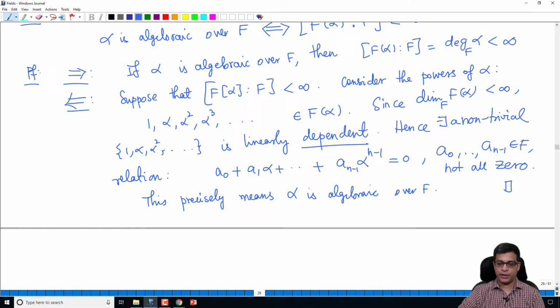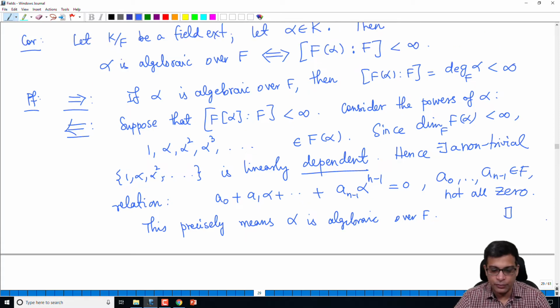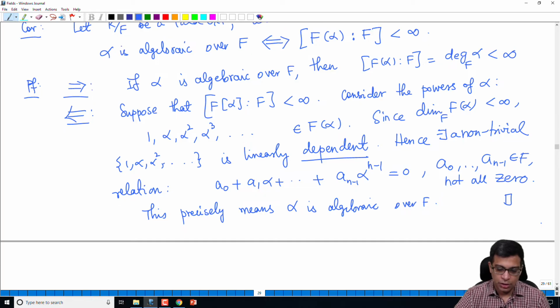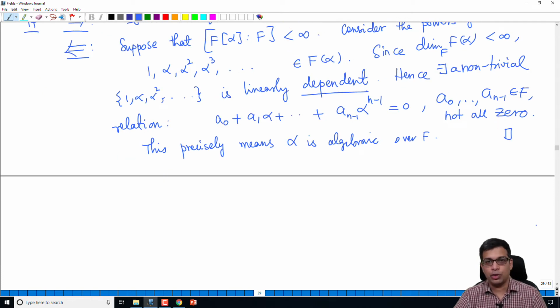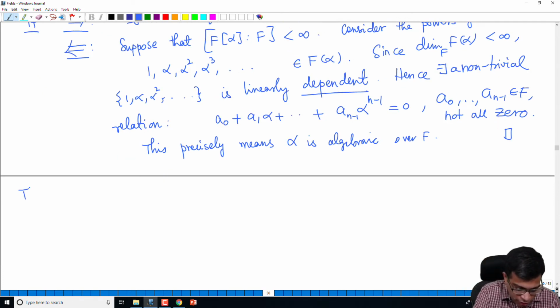So this is very simple. We started with the assumption that the degree is finite and concluded that it's algebraic. This is a very convenient way of checking whether an element is algebraic over a base field: we look at the degree of the field extension obtained by adding that element to the base field. Now I will do one more theorem here. Together with that theorem and this corollary, we can conclude a lot of nice things about algebraic elements.